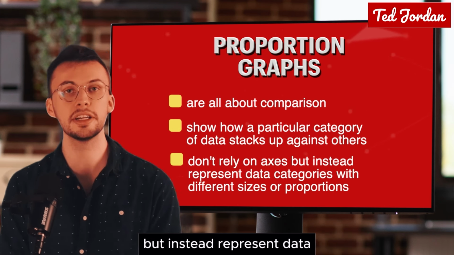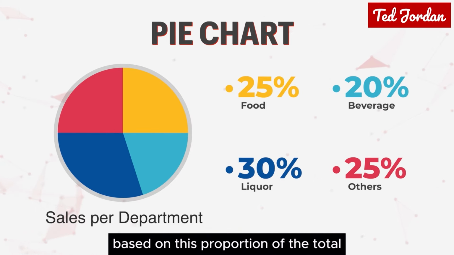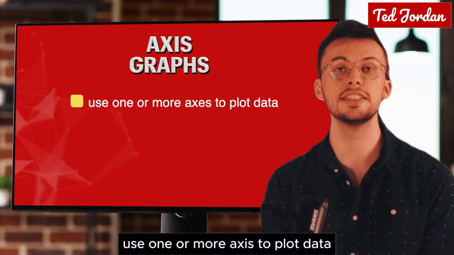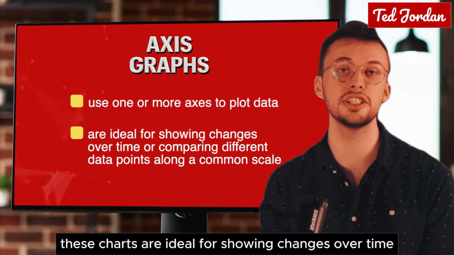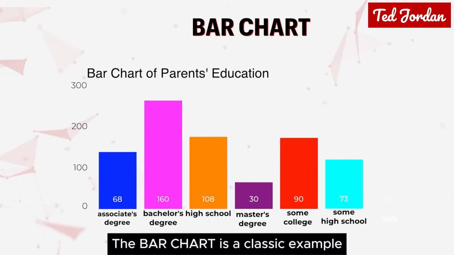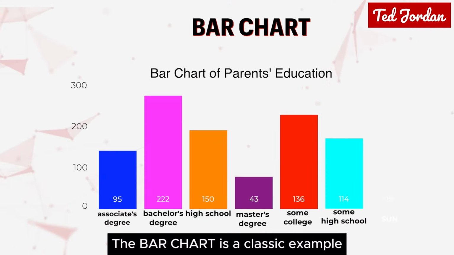A classic example is the pie chart. Imagine a pie cut into slices where each slice represents a different data category. The size of each slice changes based on the proportion of the total. In contrast, axis graphs use one or more axes to plot data. These charts are ideal for showing changes over time or comparing different data points along a common scale. The bar chart is a classic example. It typically has two axes, let's say one for the count of something and another one for different categories. The bar chart excels in showing how different categories compare in terms of quantity or frequency.